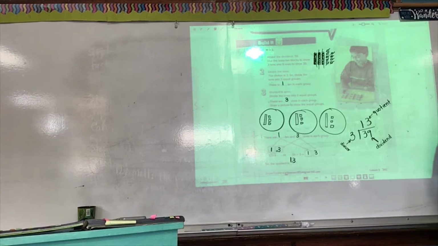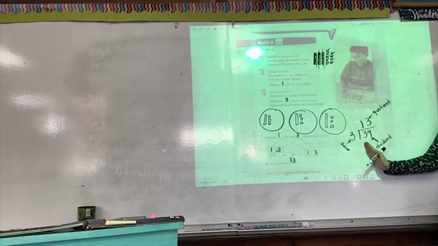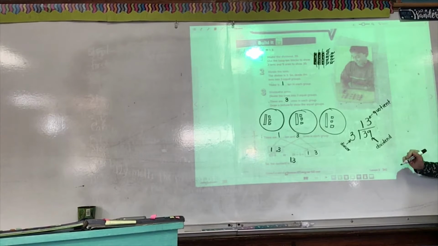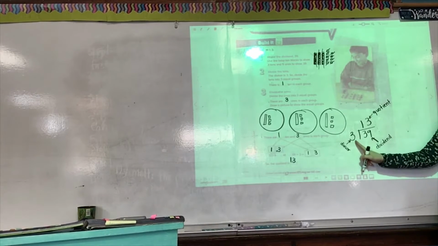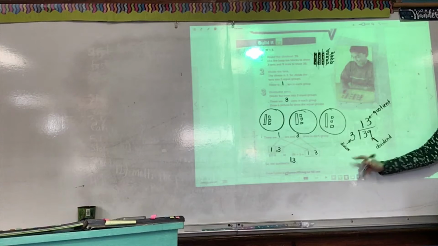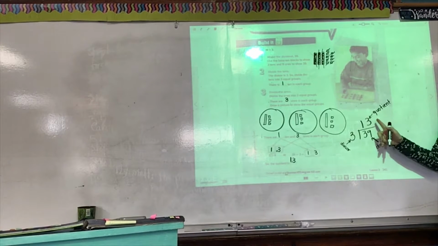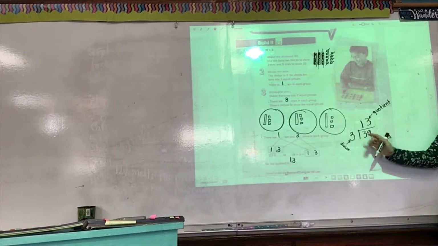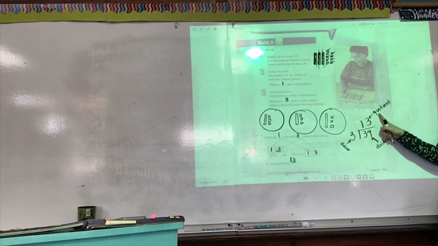Q-U-O-T-I-E-N-T. So if you see a problem set up like this, the largest number inside the bracket is the dividend. D-I-V-I-D-E-N-D. The number to the left of the bracket on the short side is the divisor. D-I-V-I-S-O-R. The number on top of the bracket, where the places are lined up with the dividend, is the quotient. Q-U-O-T-I-E-N-T.